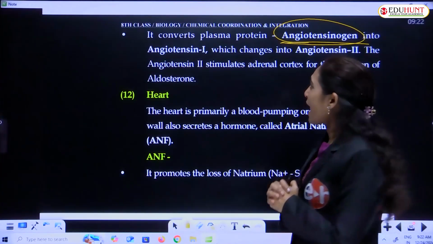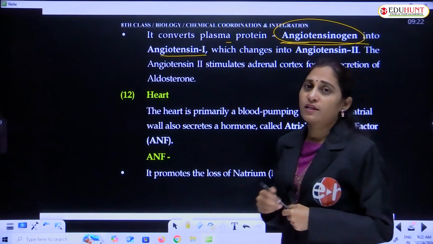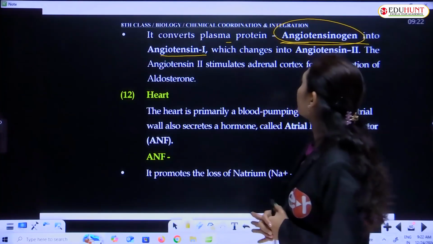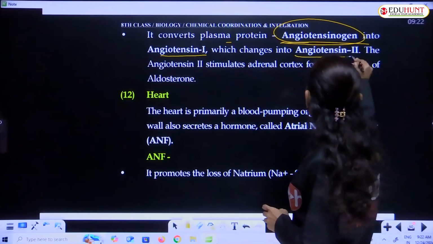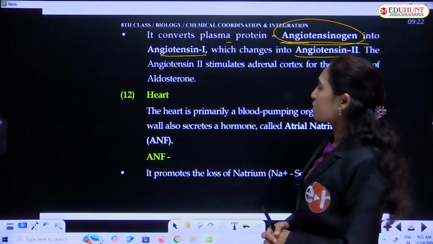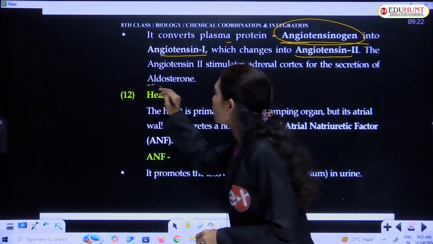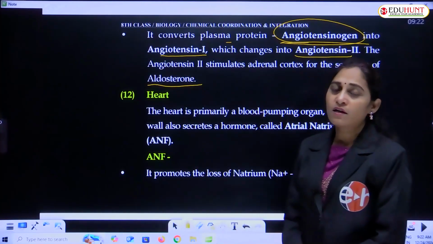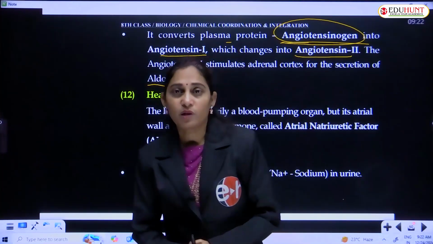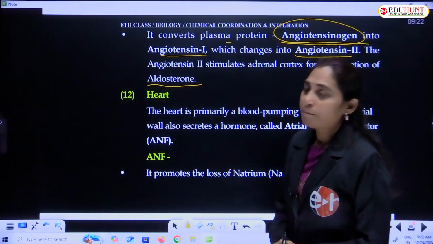Angiotensinogen gets activated by this hormone renin. It converts angiotensinogen to angiotensin 1, which changes to angiotensin 2. Angiotensin 2 stimulates the release of aldosterone. Aldosterone is a mineralocorticoid which raises the sodium concentration in the blood.